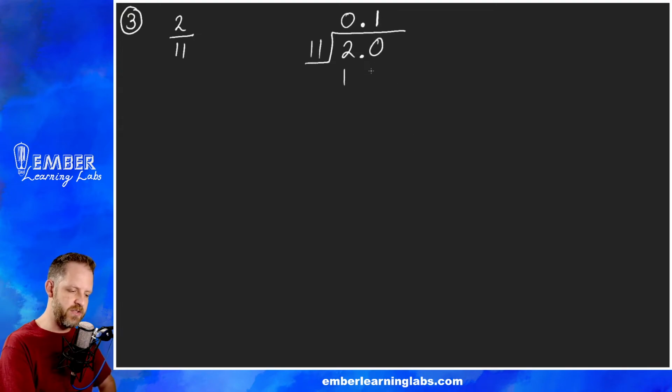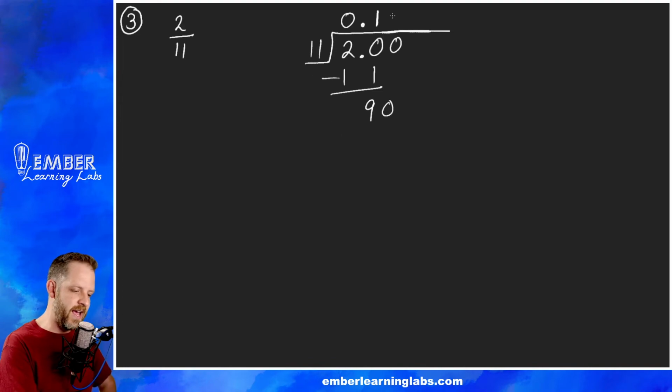1 times 11 is still just 11, right? We're going to subtract that. No, we're going to end up with a 9. I'm looking into the future, thinking about 8s. That's what's happening there. All right, so 11 doesn't go into 9. 9 is not 0. We add a 0, bring it down.